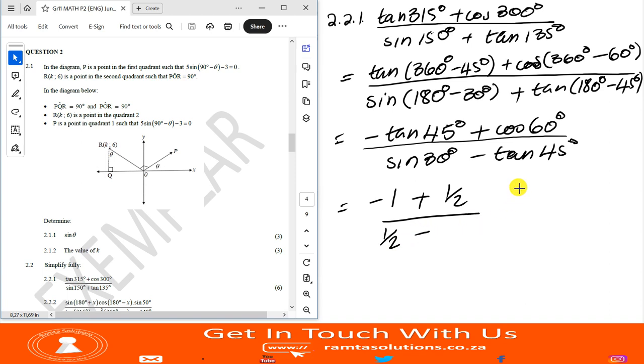And then tan 45 is 1. Guys, these things are the same. So our answer is simply 1. If you are not sure, press your calculator. On your calculator, you should be getting this answer.